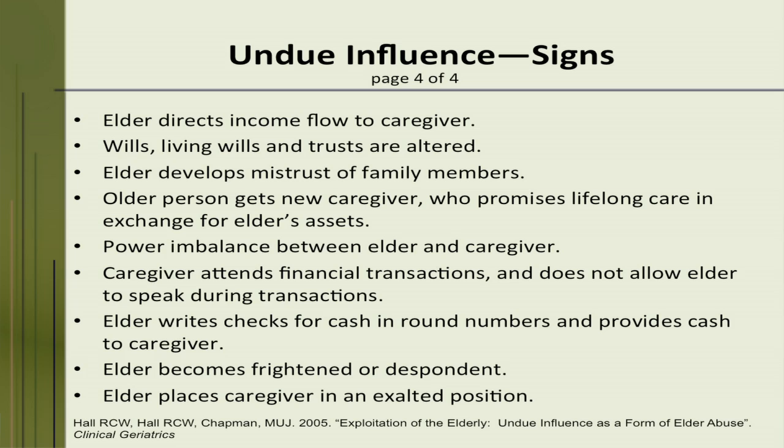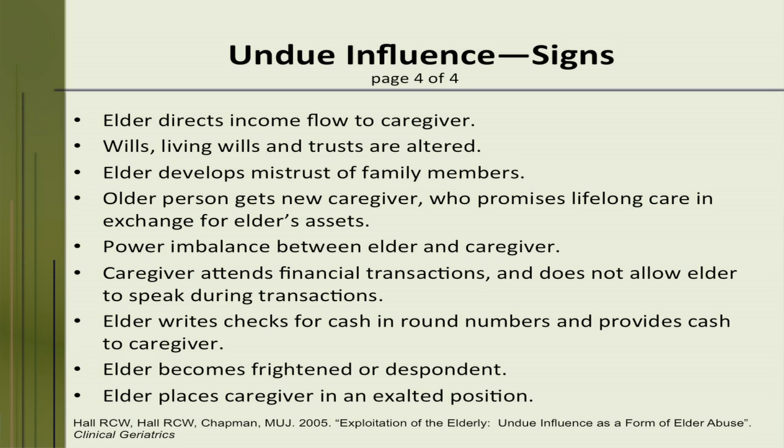The elder may develop mistrust of family members all of a sudden, because this is something that caretakers like to do. It's part of that isolation of the older adult, as you move them away from their social support so that they can't be scrutinized and discovered. Perhaps the older adult gets a new caregiver who promises lifelong care in exchange for the elder's assets. This is another type of undue influence.